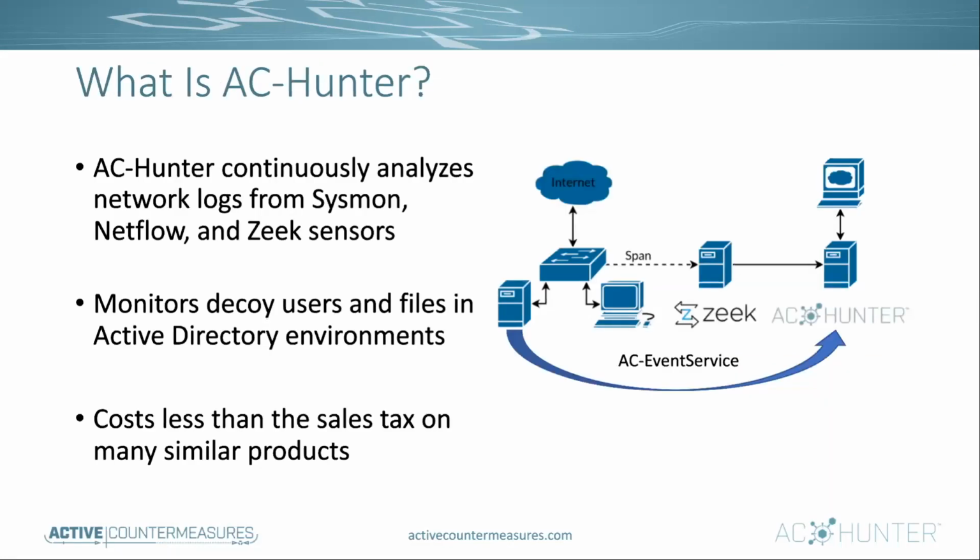So I want to talk a little bit now about how AC Hunter can help solve those problems. AC Hunter is a system that analyzes network data primarily. We usually work with Zeek sensors, but we can also deploy Sysmon to individual hosts. We can also read NetFlow data coming out of switches and routers. But suffice it to say that we usually do network analysis to find command and control traffic that's communicating between your network and an attack.